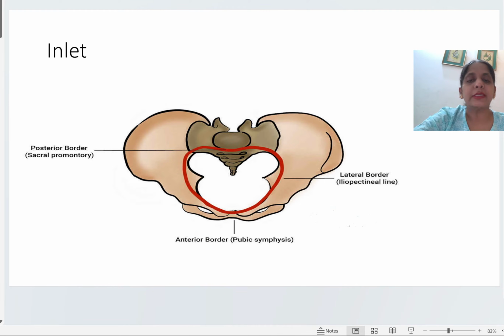Now we will see the diameters. This is the inlet. In the inlet, posteriorly it is the sacral promontory, and anteriorly it is the pubic symphysis. Laterally, these are the iliopectineal lines.